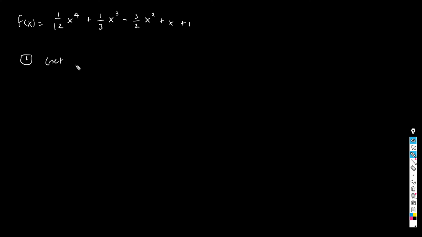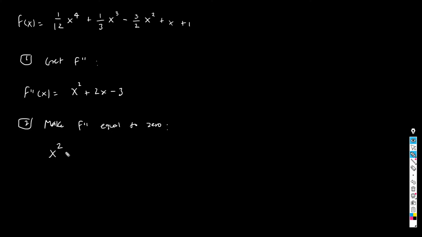First thing, get the second derivative. I'm not going to do it, I'm just going to write it down. You can pause the video, get it on your own, and you will see that the second derivative will be x squared plus 2x minus 3. So this is my first step, getting the second derivative. Second step, make the second derivative equal to 0 in order to find the possible inflection points, right? So this is my second derivative.